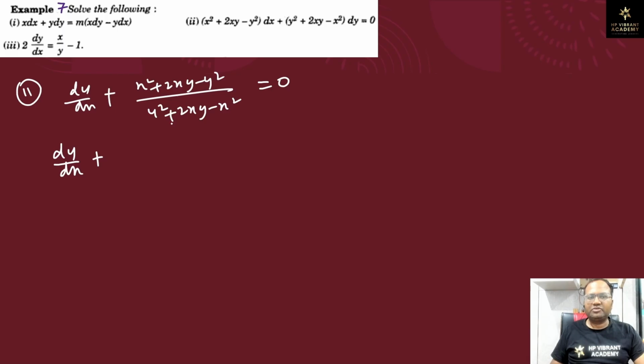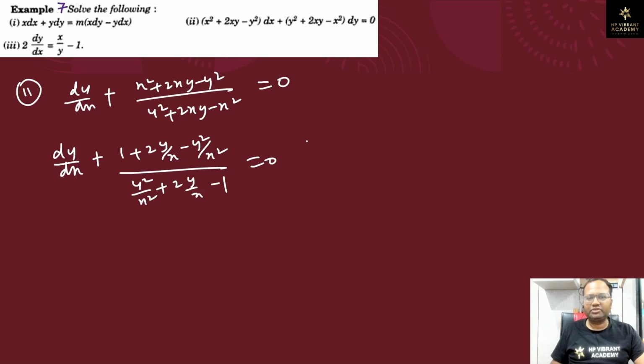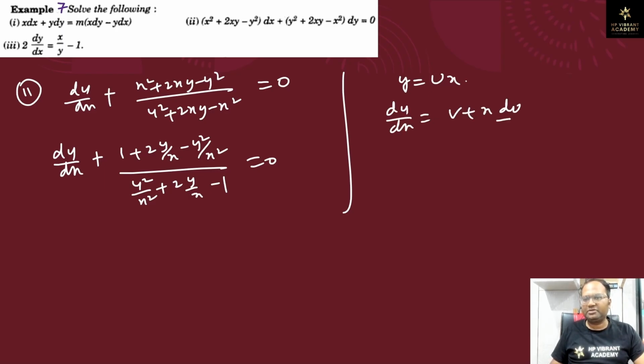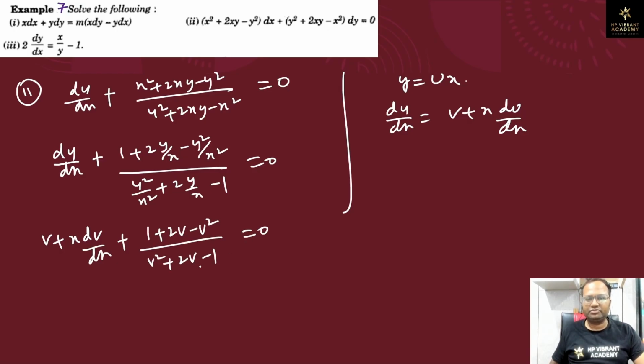Let us divide the numerator and denominator with x square. So 1 plus 2 y upon x minus y square upon x square upon y square upon x square plus 2 y upon x minus 1 is equal to 0. So from here, let us take y is equal to v times of x. So we have dy upon dx is equal to v plus x dv upon dx. So we have v plus x dv upon dx plus 1 plus 2v minus v square upon v square plus 2v minus 1 is equal to 0.